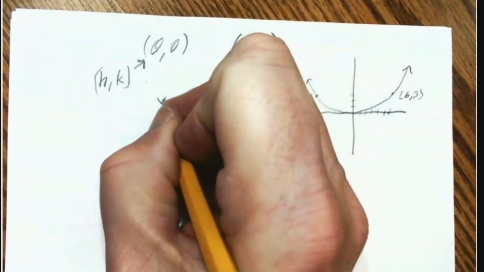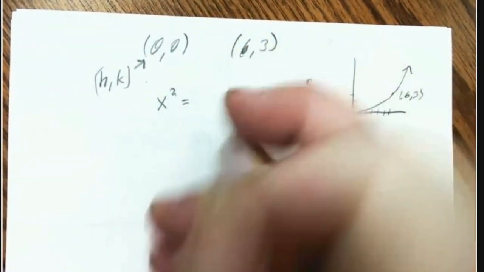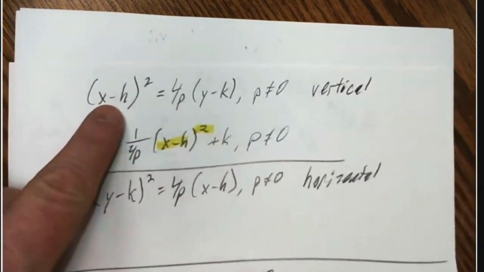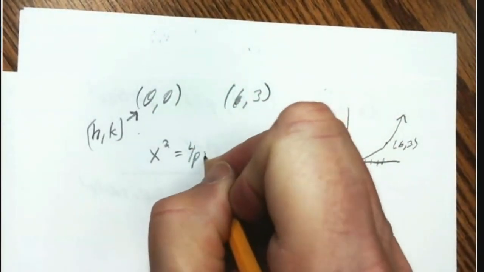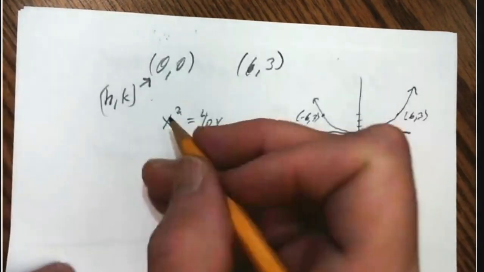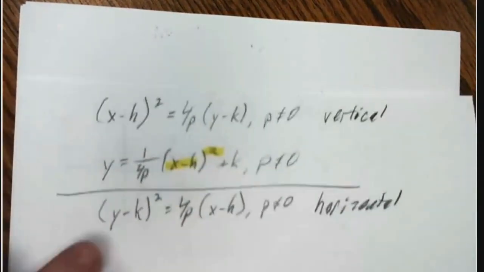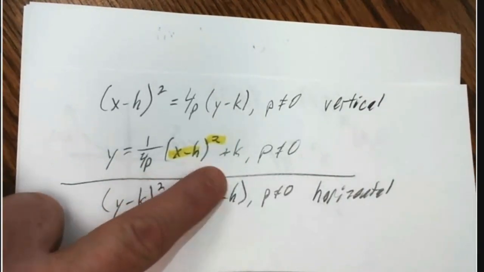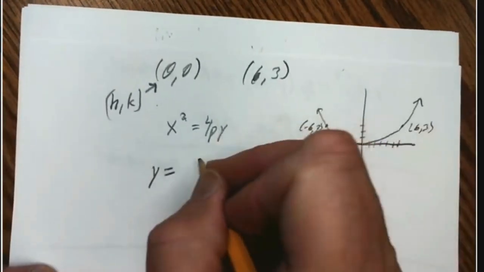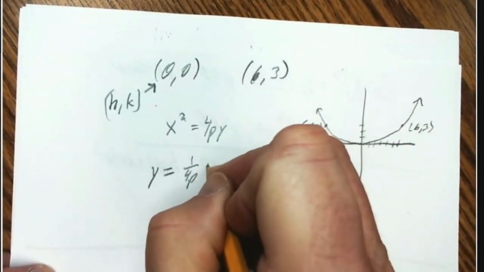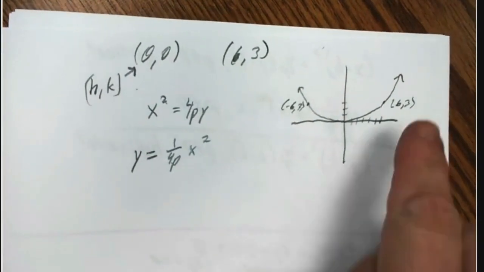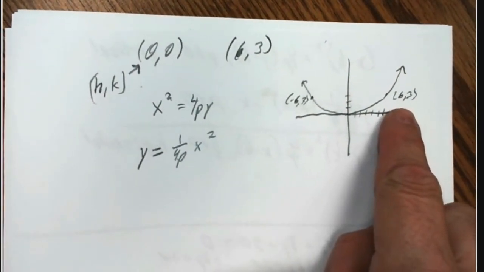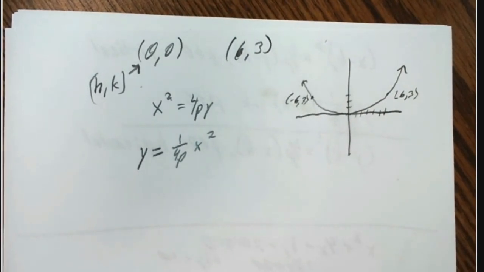So that simplifies the equation to x squared equals 4py. Or y equals 1 over 4p times x squared, since h and k are both 0. And we know it has to contain this point. Got any ideas on that? Is that making you think?